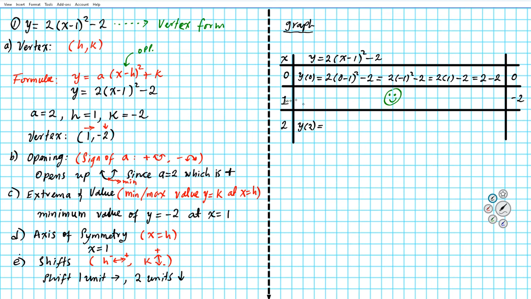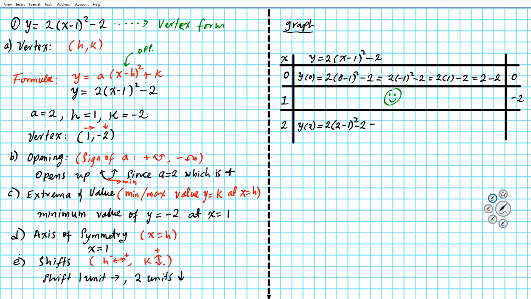Since this is the line of symmetry, the output before and after the vertex, as long as it's the same unit apart, 1 unit before, 1 unit after, these two must be the same. So this has to be 0 or else something is wrong, okay? All right, so let's work it out. Plug in 2 into the function. 2 times (2 minus 1) squared minus 2.